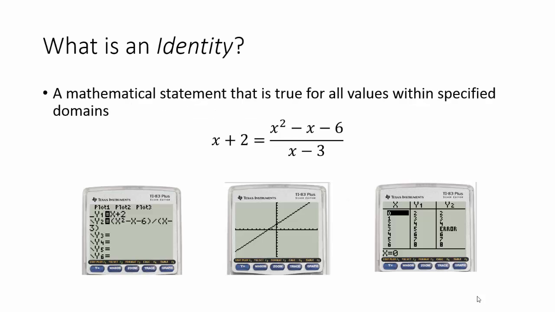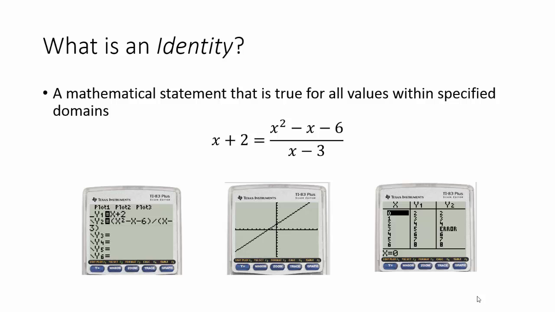So, in my last video, I mentioned that an identity is a mathematical statement that is true for all numbers, and that is almost the correct definition. That is almost a precise and true statement. To be a little bit more technical, a mathematical statement that is true for all values within specified domains, that is an identity.